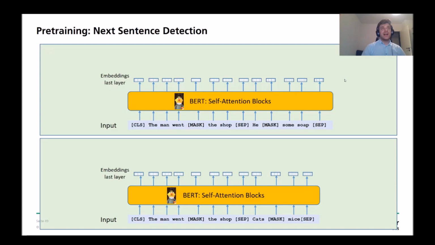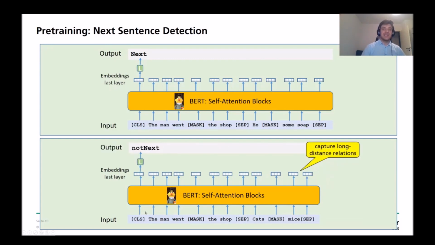One other task besides the language modeling task that BERT does in pre-training is next sentence prediction. So this classifier token in pre-training is just here to classify whether "the man went to the shop" and "he bought some soap" are sentences which follow after each other. And if you look at the second example, "the man went to the shop", "cats eat mice", then it's very likely that this is not the next sentence following the first sentence.